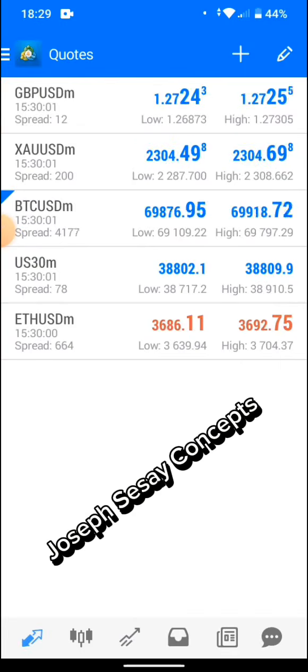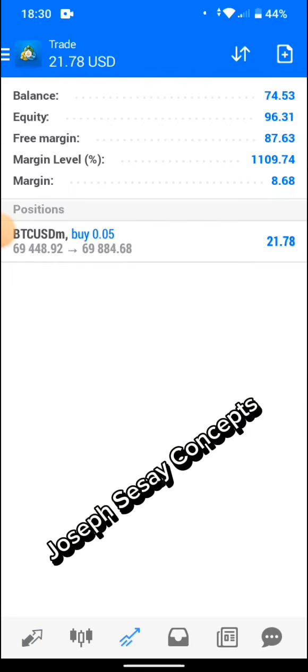In this video, I'm going to show you how you can take multiple take profits using the MetaTrader 4 or the MetaTrader 5. For this tutorial, I'm going to use the MT4, but just know that the process is the same when you are using the MetaTrader 5.